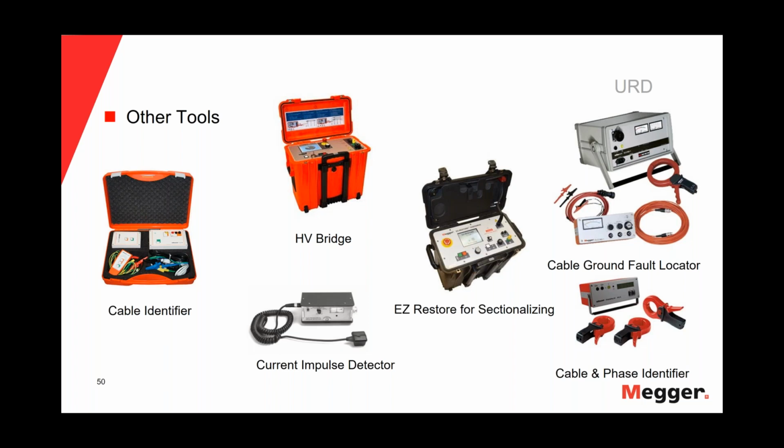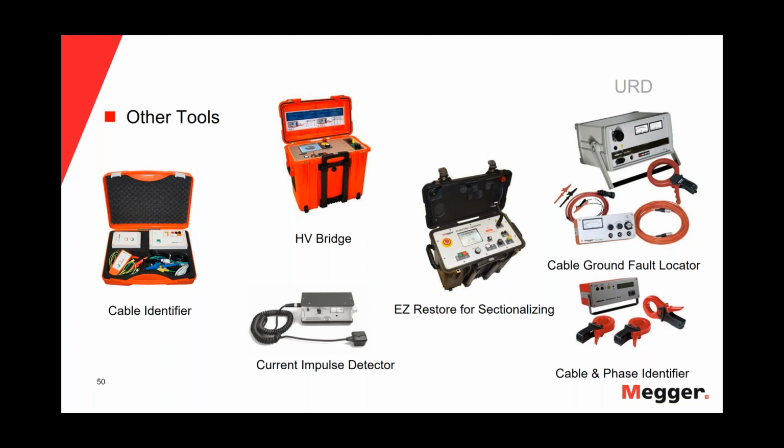We move over to the right side. We show a cable ground fault locator. This might be used in an industrial distribution system where, in simplistic terms, we're going to chase a tone down to a ground fault. Down at the bottom is a cable and phase identifier.